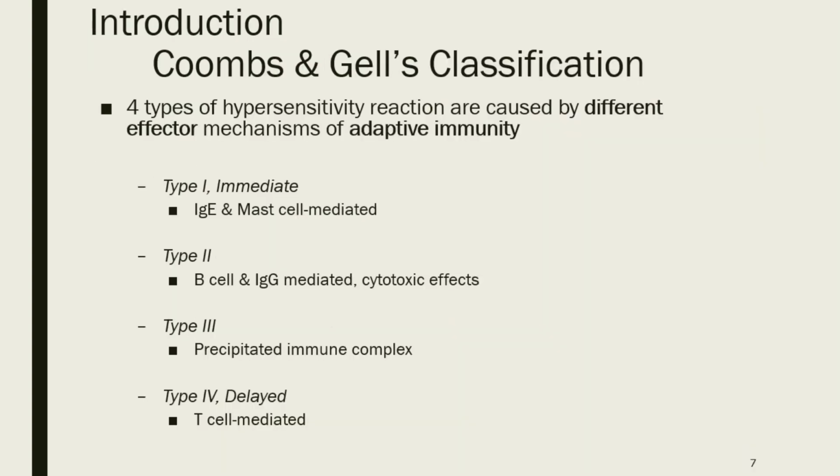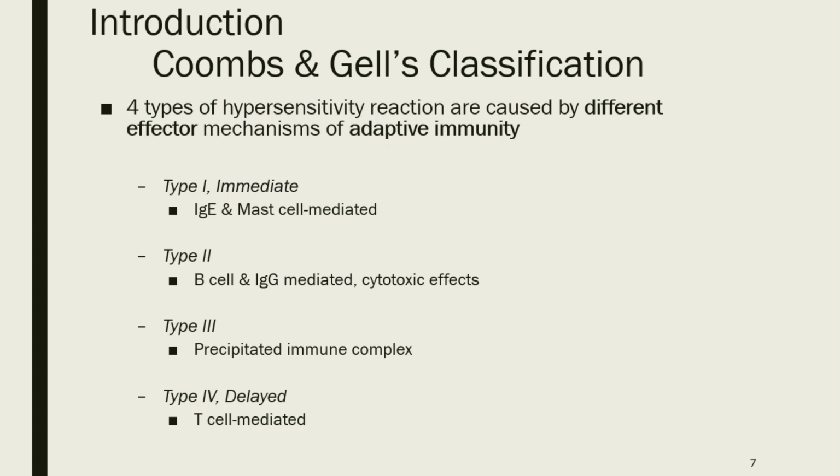Alright, so we spent a lot of time doing introductions here. Now that we are getting into the meat, there is a special classification called the Coombs and Gell classification of reactions. Basically, this classification defines all types of hypersensitivity reactions into four categories. They are caused by different effector mechanisms of the adaptive immunity.